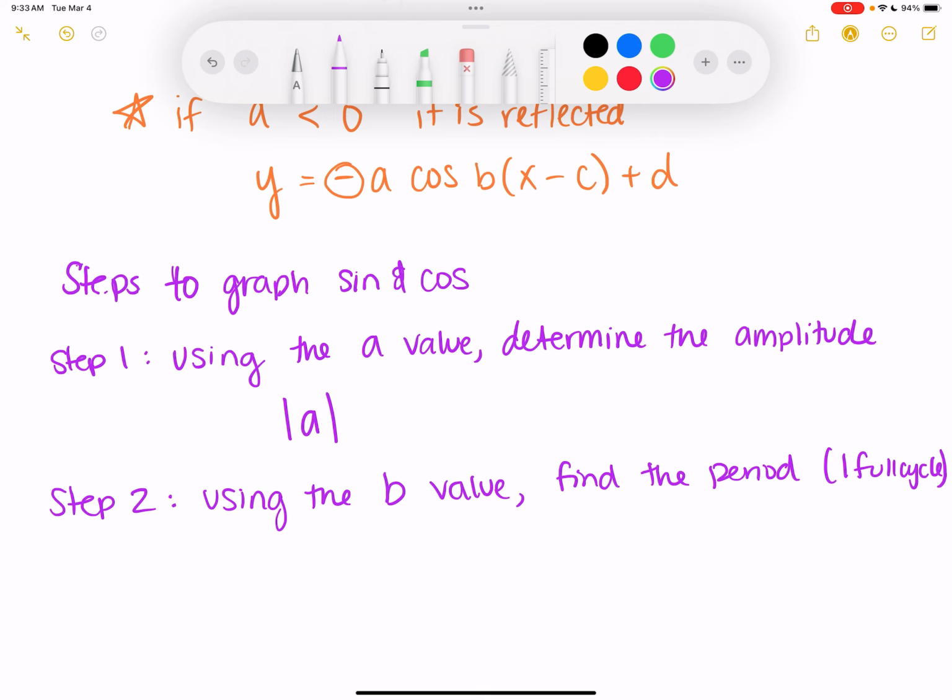And so the period is 2 pi over, again, technically the absolute value of B. A lot of times they'll just write B because it's very rare that you'll see B being negative.